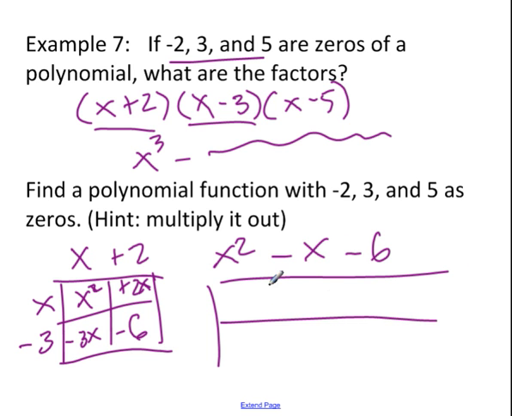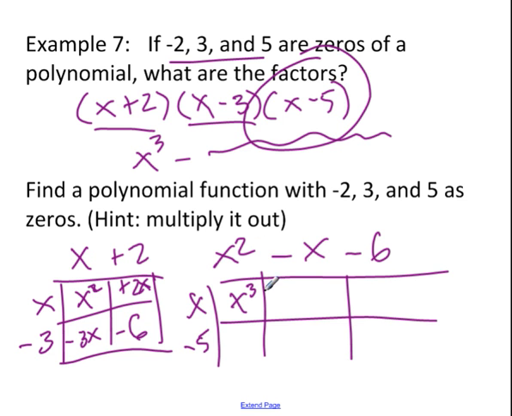So again, we're going to box method this with the last parenthesis group that we did not use, our last factor of x minus 5. Leaves us x cubed now, minus x squared minus 6x, and so forth, plus 5x and plus 30.